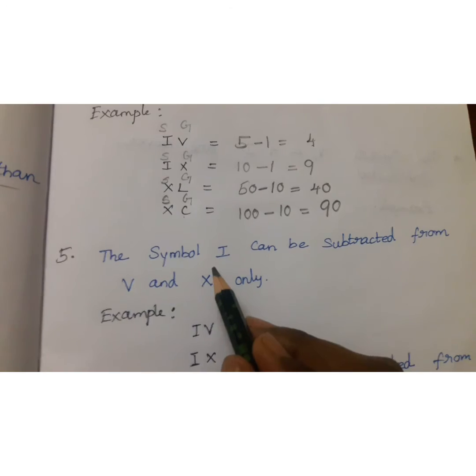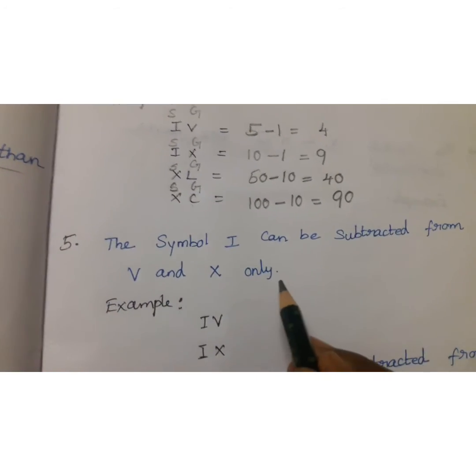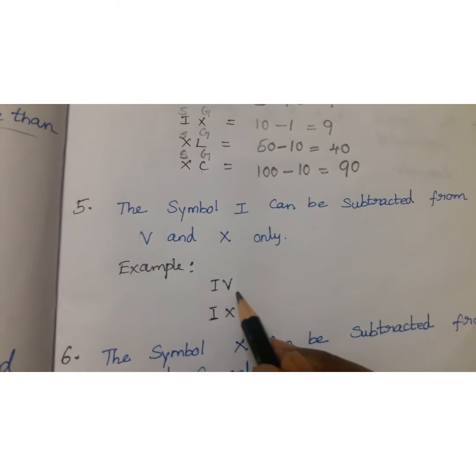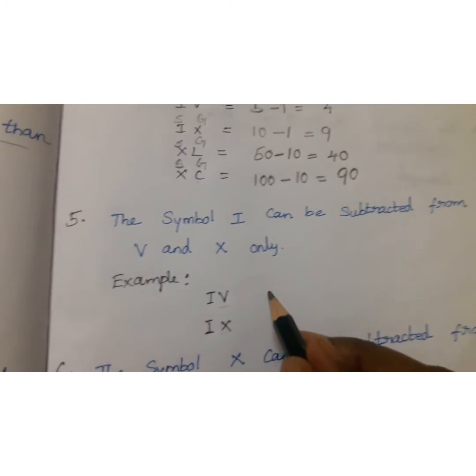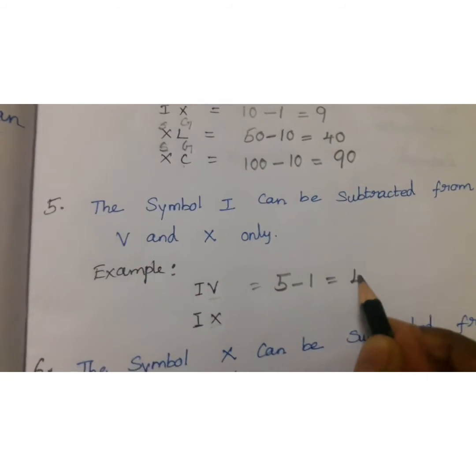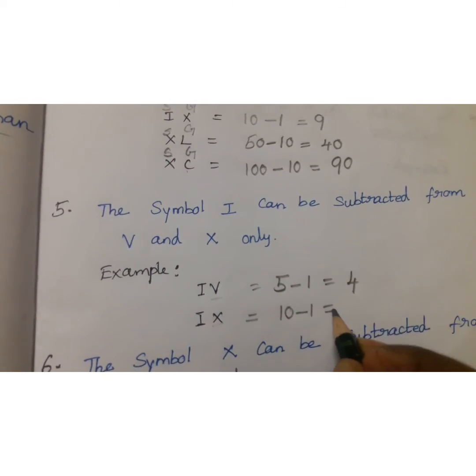Rule number 5: The symbol I can be subtracted from V and X only. So, the I can be subtracted from V and X only. So, IV is equal to 5 minus 1 equal to 4. IX is equal to 10 minus 1 equal to 9.